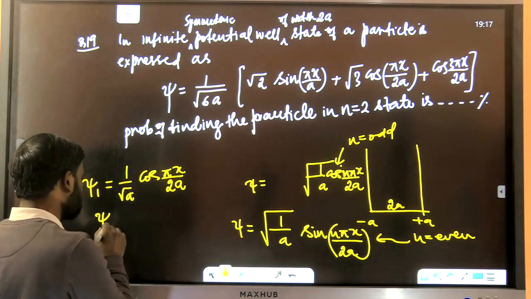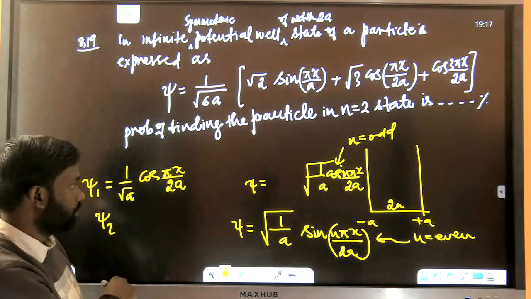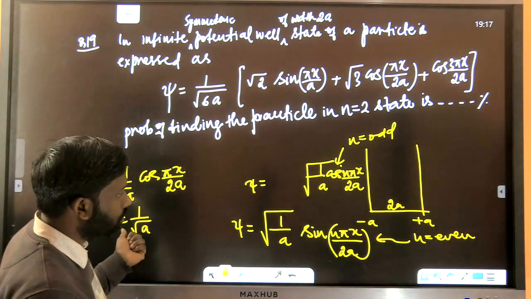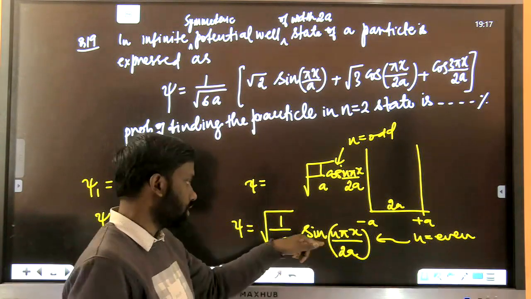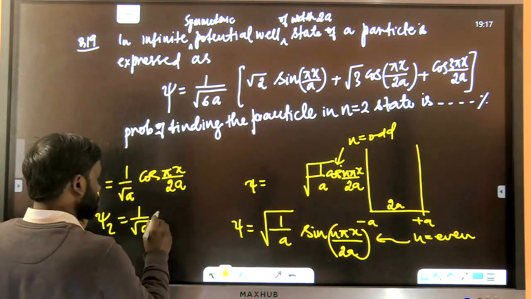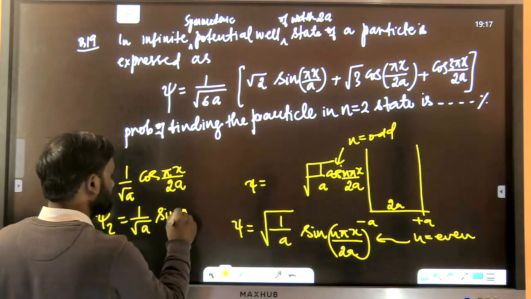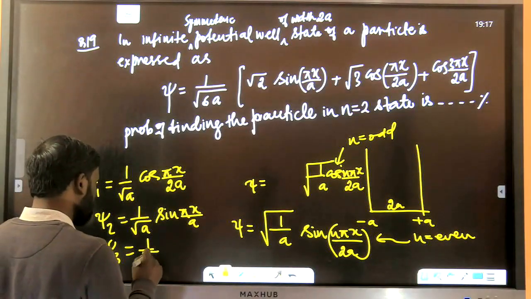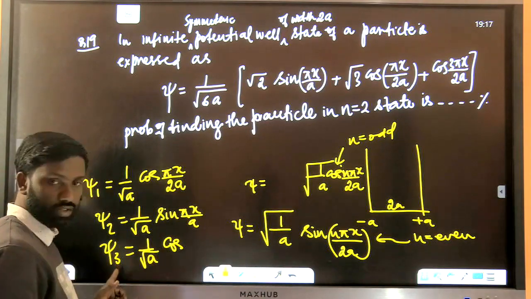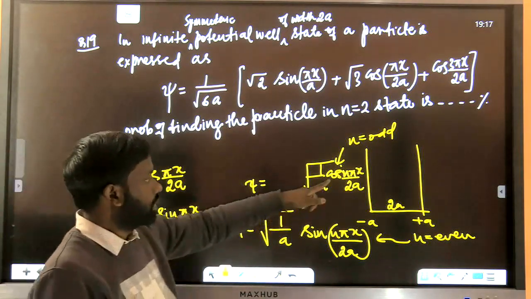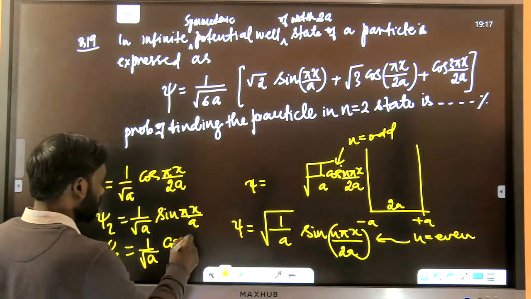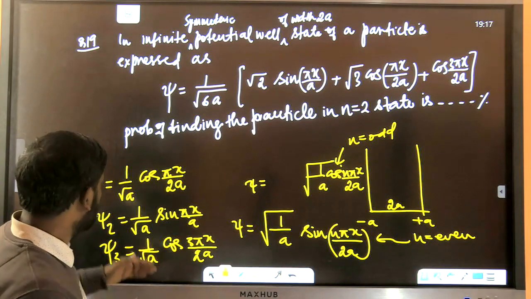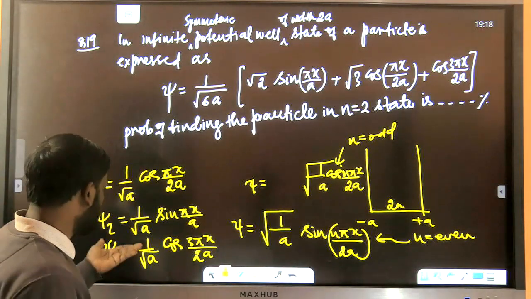If you write the first excited state, we write n equal to 2. So 1 by root a, and when you write n equal to 2, you need to use this one because this is for even. So you get sine pi x upon a. And when you write n equal to 3, you get 1 by root a and cosine, because you are using odd integer, so it will be given by this formula, cos 3 pi x upon 2a. That's what we have. So this is the ground state, first excited and second excited state.